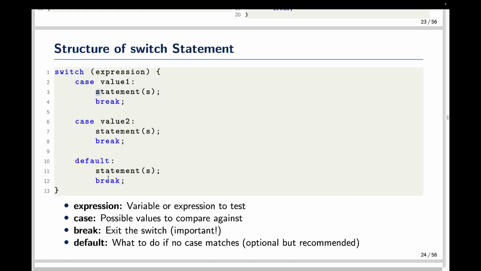You don't need to go anywhere further. The rest of the statements are irrelevant. So the expression over here, on the very top, you are going to make your expression equal to 1, 2, 3, 4, 5 different values. So the possible values to compare against are these, and the break statement, you have to exit the switch.